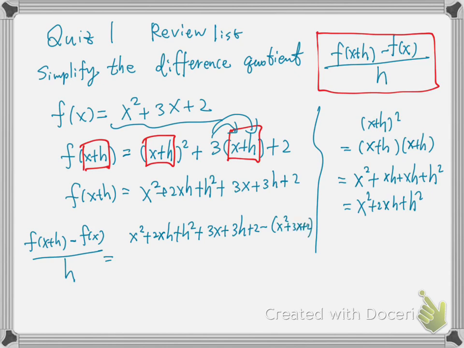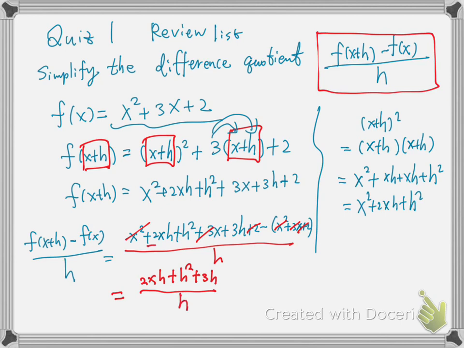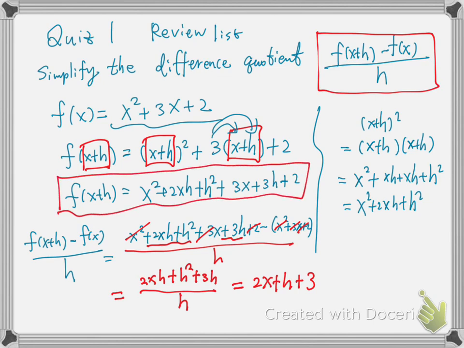Then the terms without h will be cancelled: x squared cancelled, 3x cancelled, 2 cancelled, and then divided by h. So this is 2xh plus h squared plus 3h, divided by h. These three terms stay there on top. Divided by h, we get 2x plus h plus 3. So that's our first example. You first find f of x plus h, and then cancel the terms without h on the numerator.